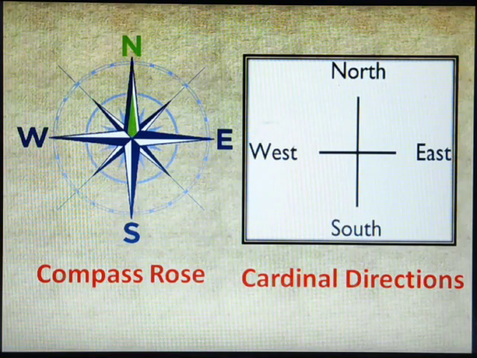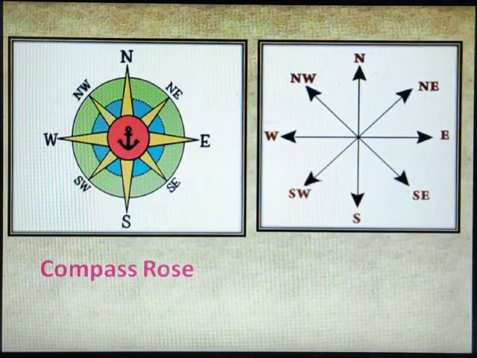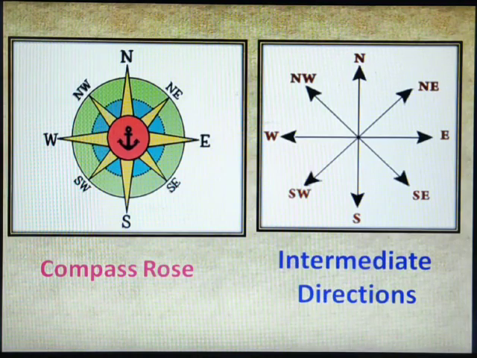It also shows intermediate directions. They are northeast, southeast, southwest and northwest. So these are intermediate directions.